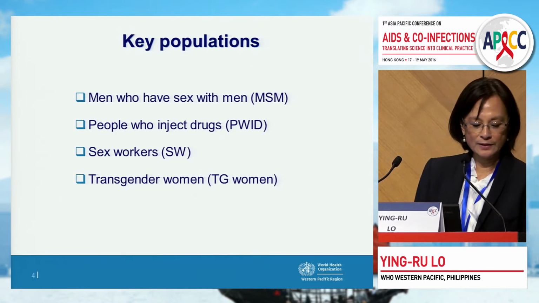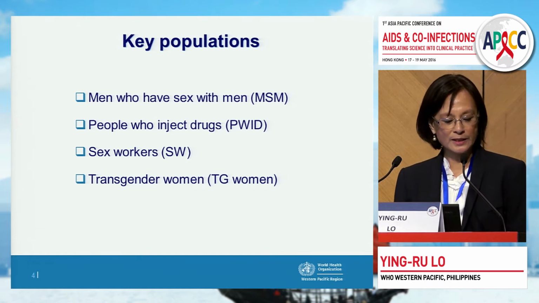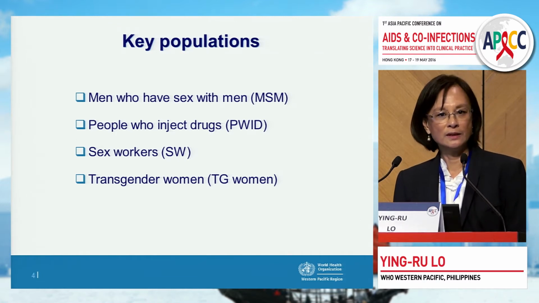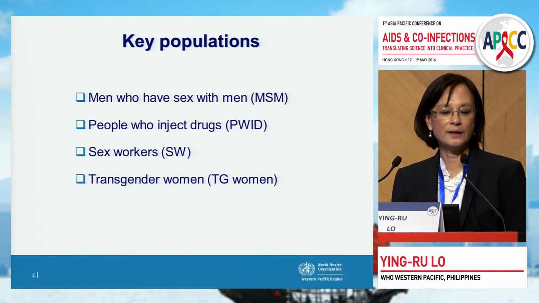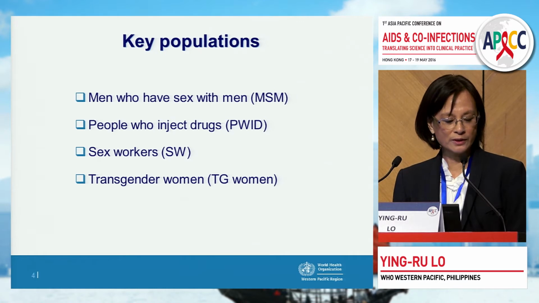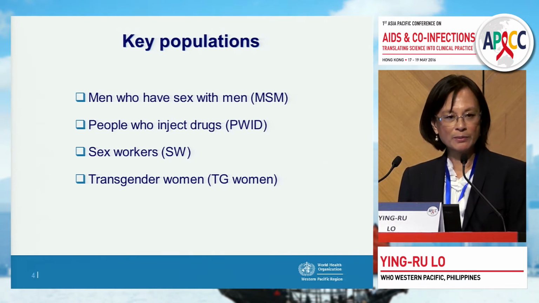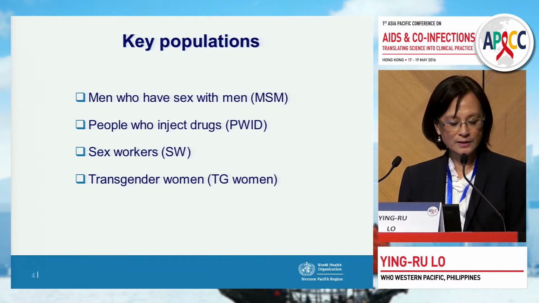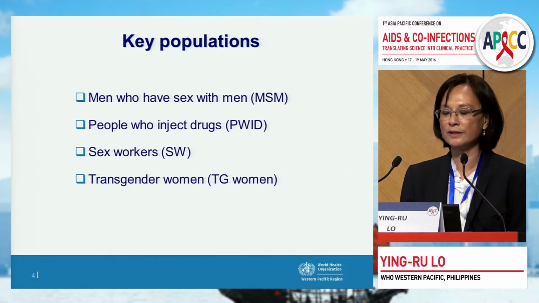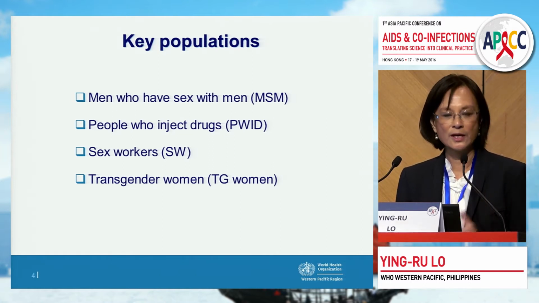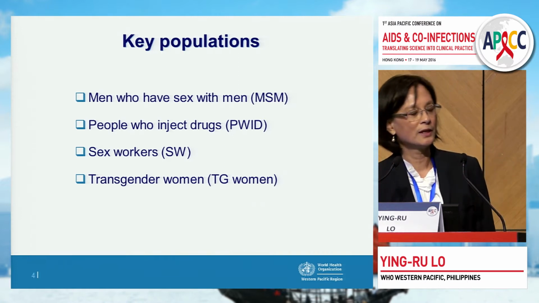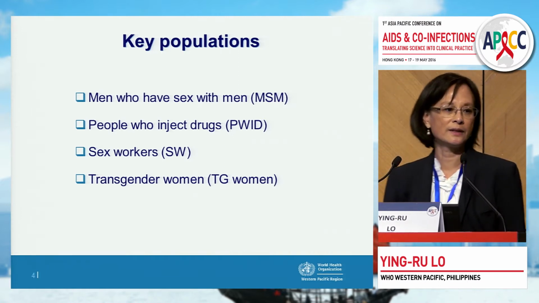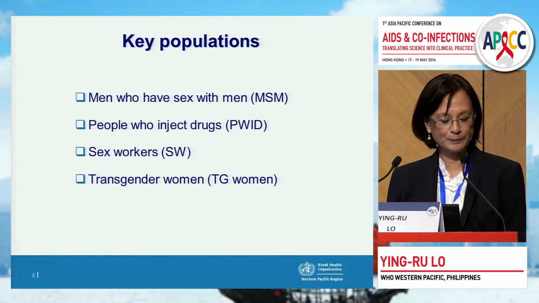So the epidemics globally are determined by 4 key populations: men who have sex with men, people who inject drugs, sex workers, both female, male, and also transgender sex workers, and mostly transgender women. So for epidemic control, it is very, very important to be able to identify these key populations to target your interventions at those populations which are most vulnerable to HIV transmission. Not only to HIV transmission, but also STI and hepatitis transmission.